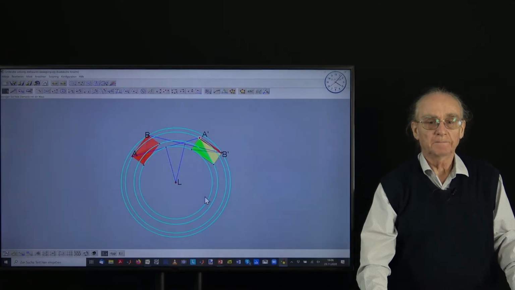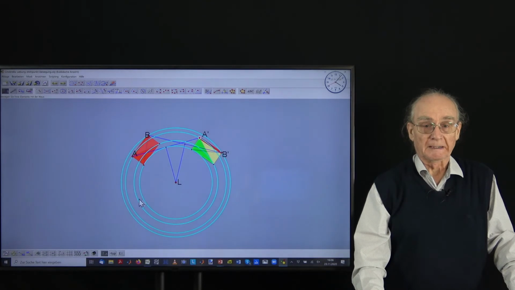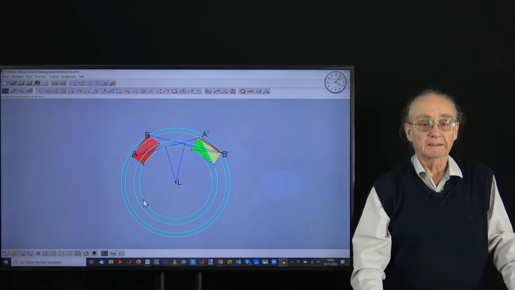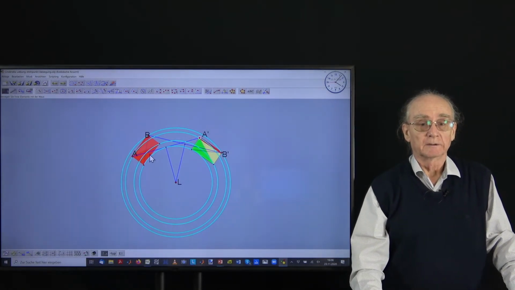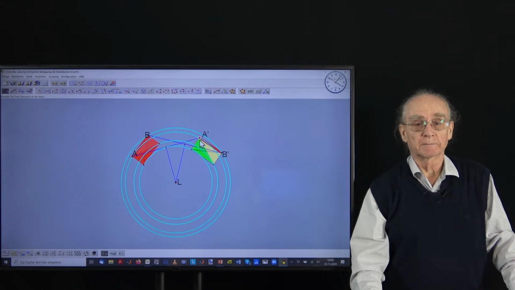We have here in the plane, first imagine this is a plane, a quadrangle and here a quadrangle with points A and B, which are mapped to A prime and B prime by a planar rotation. So we have here the rotation center. A is rotated to A prime, B is rotated to B prime.